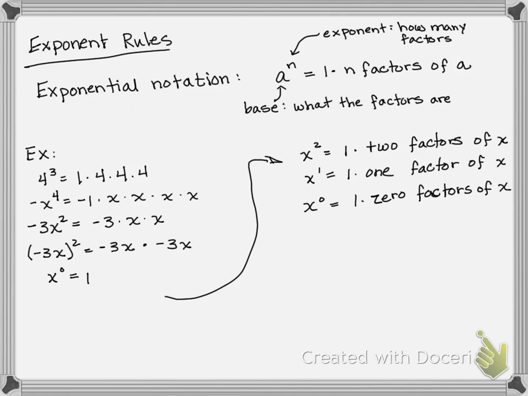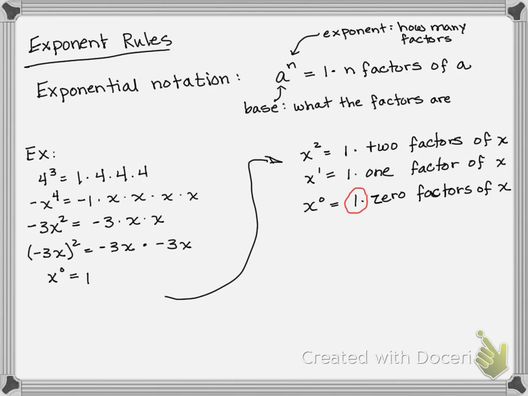So the 0 in this case isn't like I'm multiplying by the number 0. It's that I'm writing a factor of 1 and then I'm not writing any more factors. Right? There aren't any more factors in that expression. So the only thing here is a 1. That's the only factor in the expression.